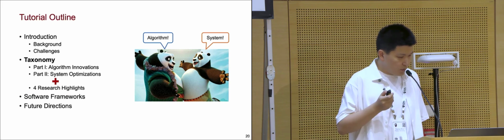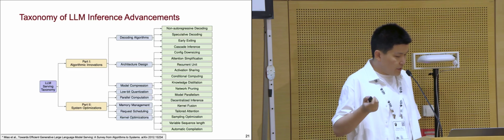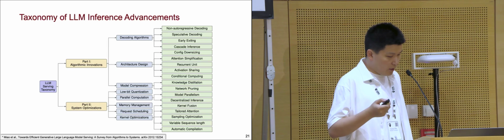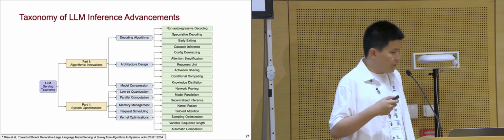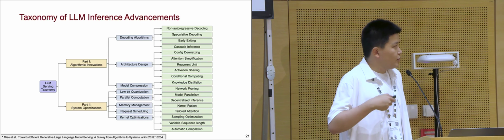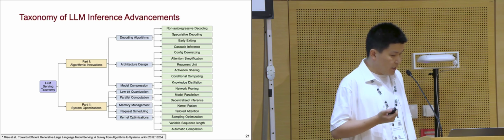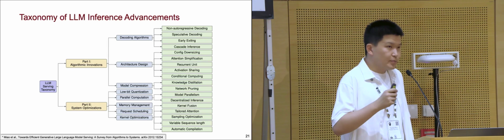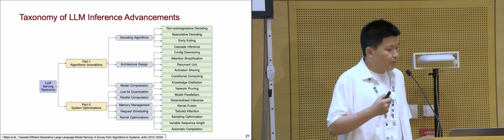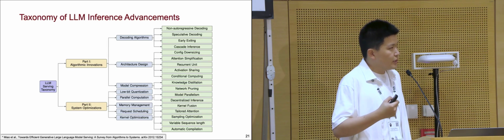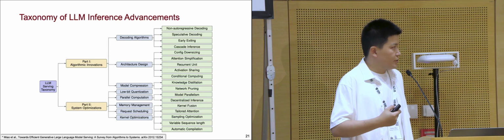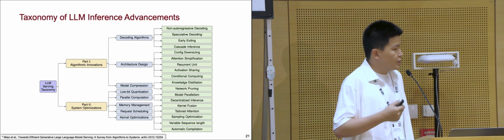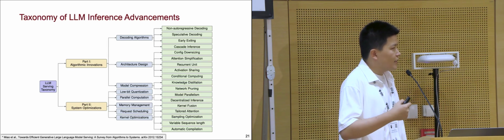Okay, now let's move on to the main part of today's tutorial. I will first provide our taxonomy of existing approaches on efficient language model serving, and I will revisit these related works from two aspects, including algorithm innovations and system optimizations. The difference between these two aspects is that for algorithm innovations, we mainly focus on changing the algorithm execution logic, and the latter one, system optimization, will not change the algorithm execution, but only optimizes the underlying system.